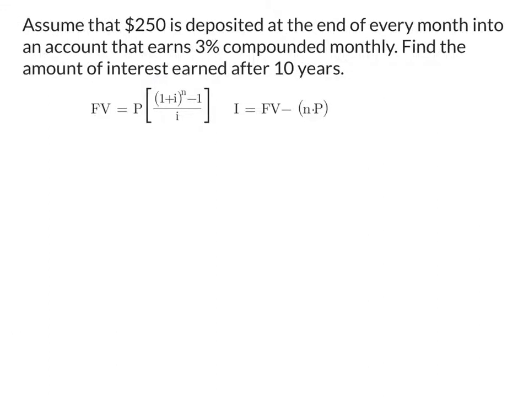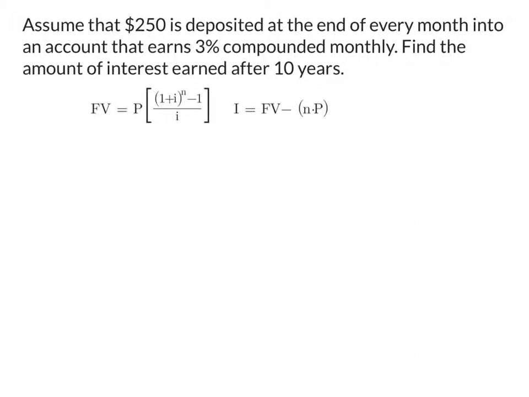Assume that $250 is deposited at the end of every month into an account that earns 3% compounded monthly. Find the amount of interest earned after 10 years. Now notice this problem tells us that the amount was deposited at the end of every month. So that means that we're going to use this formula for future value of an ordinary annuity. Once we find the future value, we can then take the future value and plug it into this formula to find the interest earned.